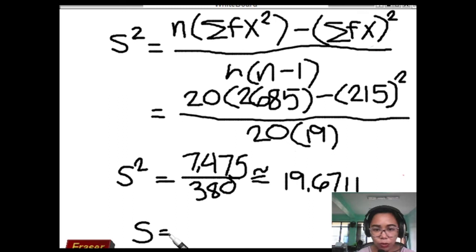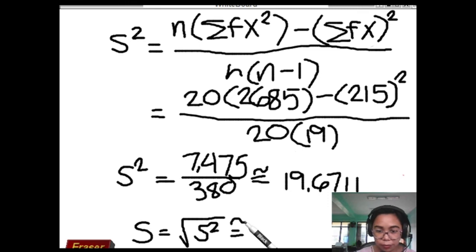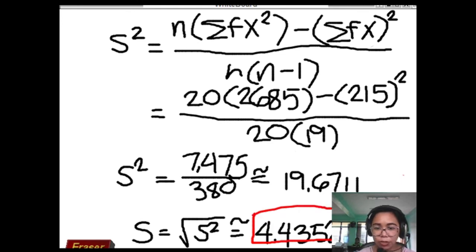We will use the standard deviation to have a better interpretation of the variation. Standard deviation is simply the square root of your variance. Okay, so that is about 4.4352. Okay, so to interpret our variation, we use the standard deviation. Our scores now vary by about 4.44 points, or about 4 points.